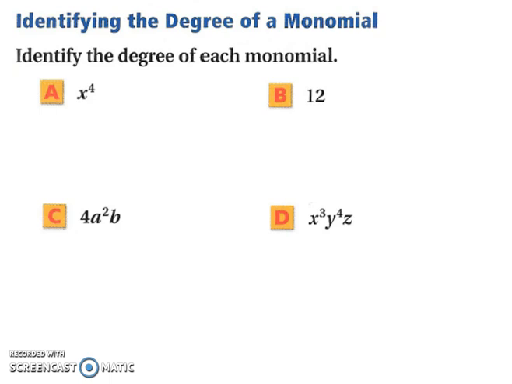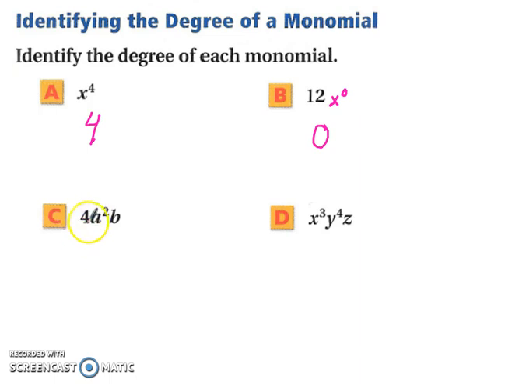So let's start by identifying the degree of a monomial. So we need to add our powers. We have x to the fourth. Well, there's only one number there, and it would just be 4. In example B, notice how there are no variables. You can technically write x to the 0 if it helps you determine the degree. So a constant is always going to have the degree of 0.